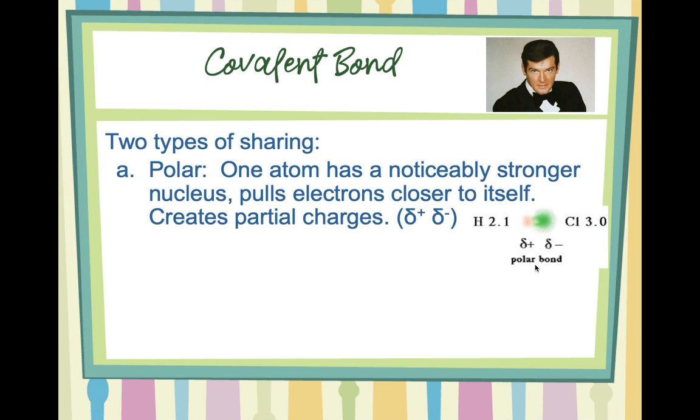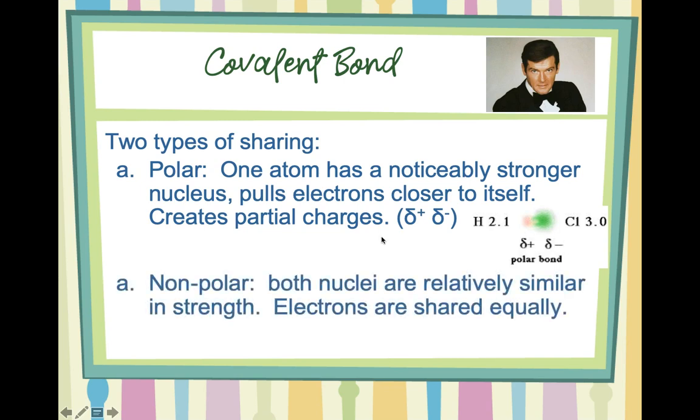Think of kind of how there's north and south poles on a magnet. That's kind of what this is. There's a place that's kind of positive and kind of negative, just not as obvious as an ionic bond. The other option for sharing is nonpolar. The two nuclei in the molecule are both relatively similar in strength. It doesn't mean they're both weak. They could both be really strong, but they're the same kind of strong. So then they share electrons equally.